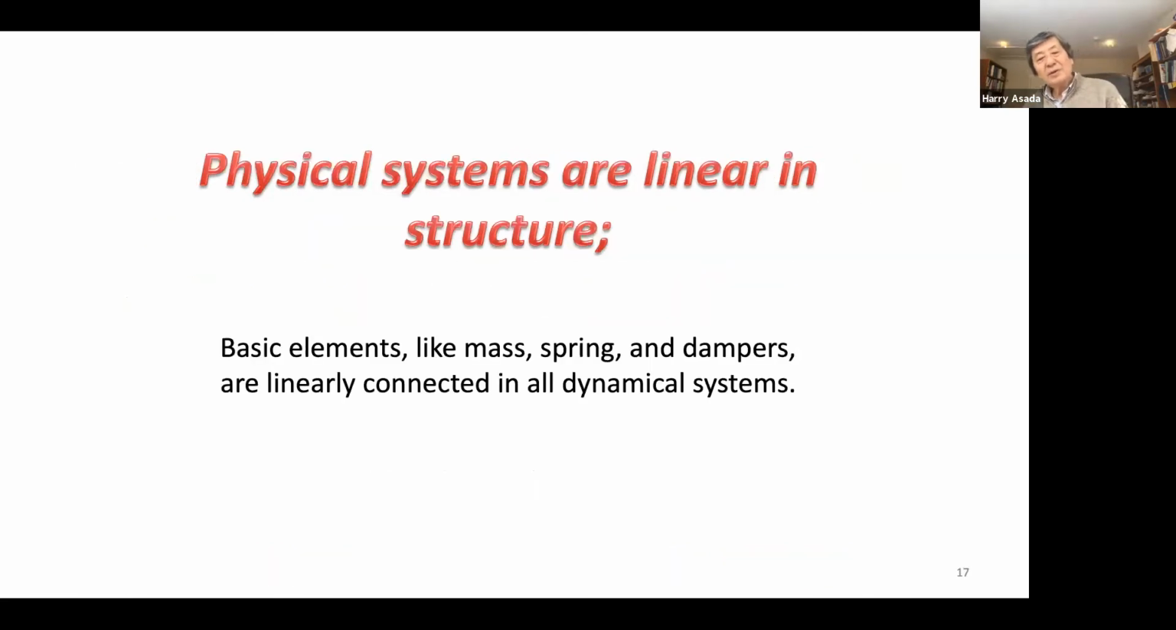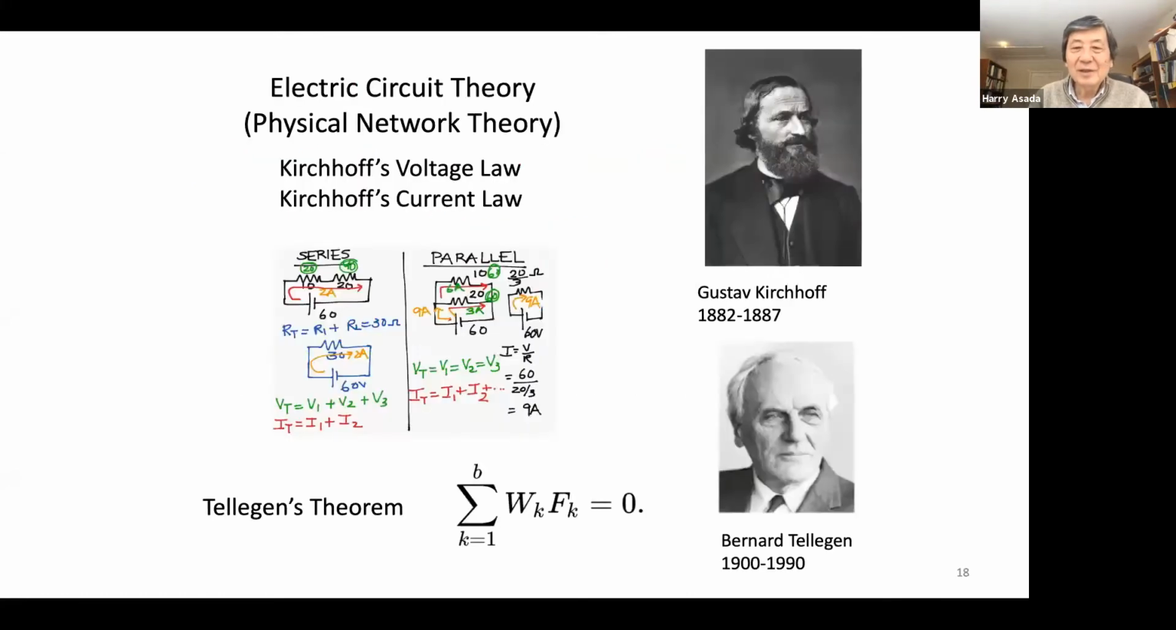So the take-home message is that physical systems are linear in their own structure. Basic elements like mass, spring, and dampers in the case of mechanical systems are linearly connected in all dynamical systems. We are mechanical engineers, and not just math, we have some physical knowledge, and how can we incorporate our strengths into these areas.